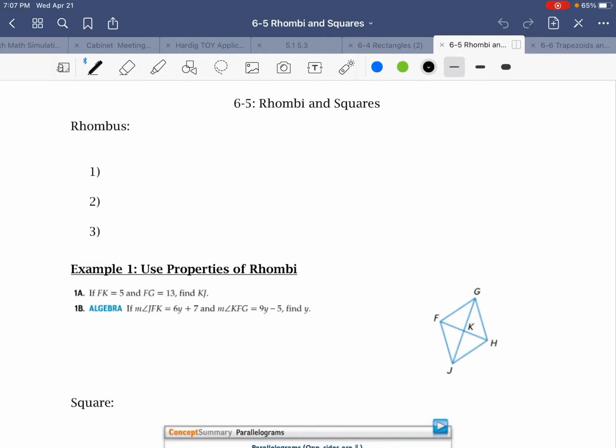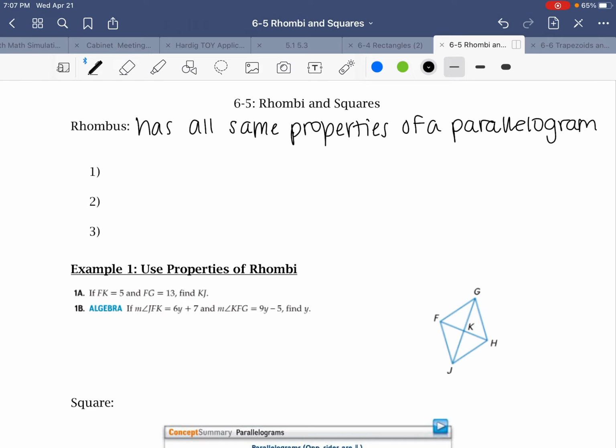All right, hey guys, now we're looking at lesson number 2. So a rhombus has all the same properties as a parallelogram. And just to recap, that means that opposite sides are congruent and parallel, opposite angles are congruent, and consecutive angles are going to be supplementary. Your diagonals are also going to bisect each other. The one thing that makes a rhombus unique is that it has 4 congruent sides. So it's a parallelogram with all 4 sides that are equivalent.